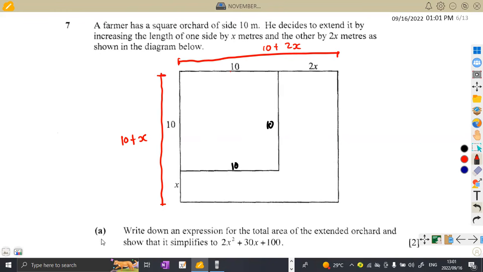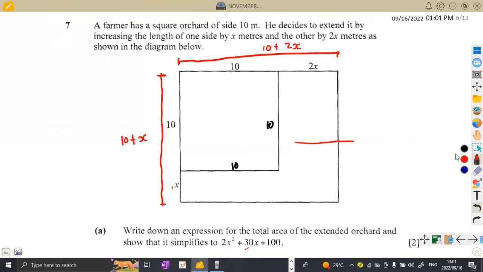And the question in A is to write down an expression for the total area of the extended orchard and show that it simplifies to the given form. Take note, this is the area of the extended orchard that we are talking about. The extended orchard is this one, which has got 10 plus 2x and 10 plus x, and we know that it's a rectangle.